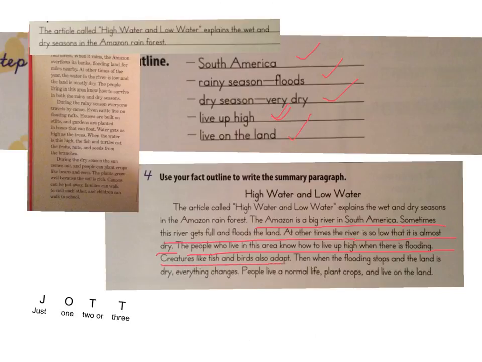Creatures like fish and birds also adapt. Then, when the flooding stops and the land is dry, everything changes. People live a normal life, plant crops, and live on the land. So we took first our topic sentence, then we took our plan with our phrases and put them down into complete sentences. Put it all together and you have a well-written summary paragraph. Notice that the summary paragraph does not contain opinions. It is just the facts.